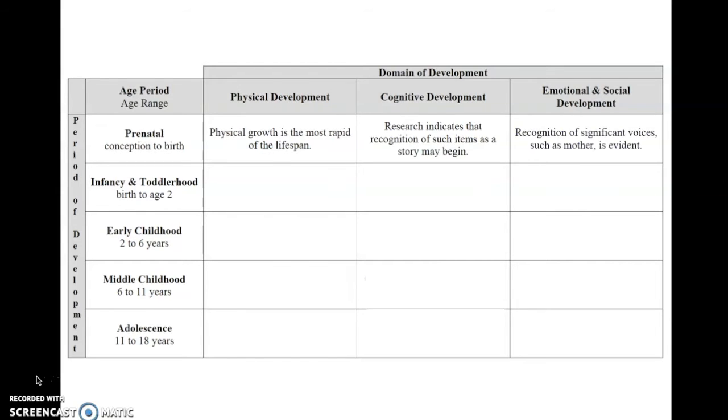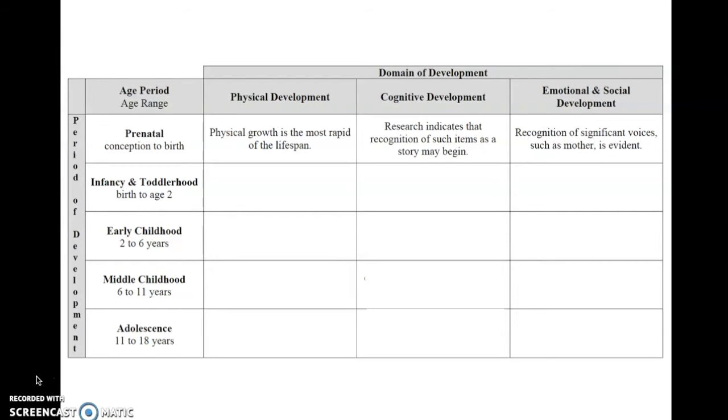Finally, under emotional and social development, we place recognition of significant voices such as mother is evident. Students often want to place this statement under the cognitive domain. While it's true that there is a cognitive component to this statement, we've already placed a statement in that cell. Plus, this statement is the precursor to attachment, which is an important development in the emotional and social domain.